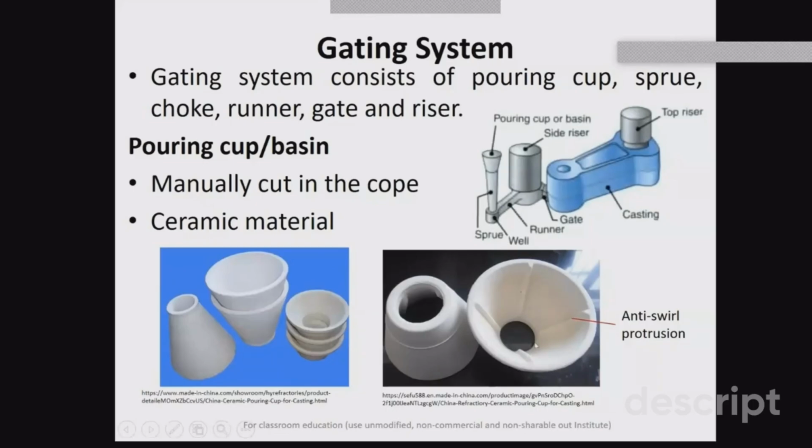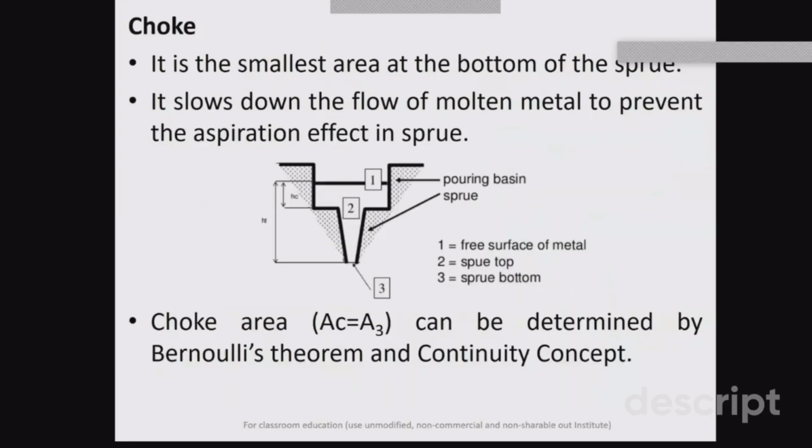That turbulence can surely be avoided with the help of this anti-swirl protrusion. These are protruded parts coming out into the inner side of the pouring basin, and this helps in breaking the swirling movement. So this is the advanced type of pouring cup, which is used to prevent turbulence or vortex formation during the flow of molten material.